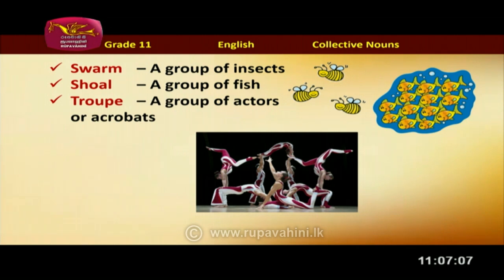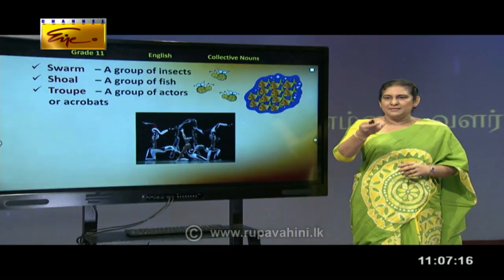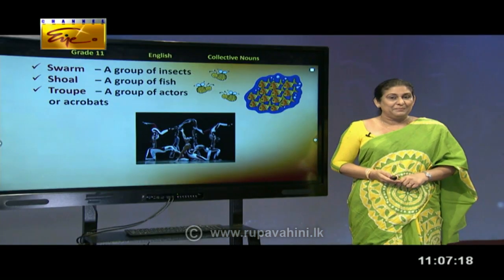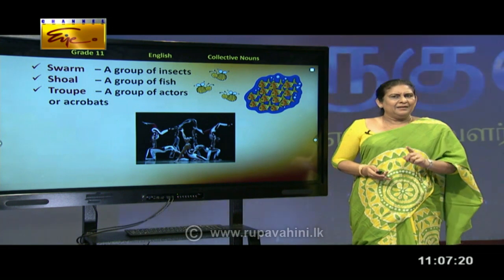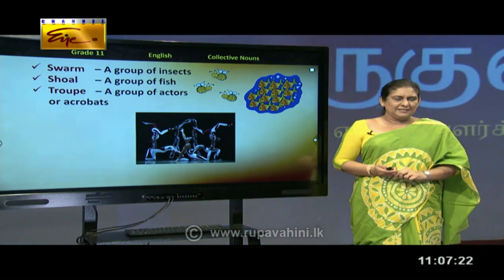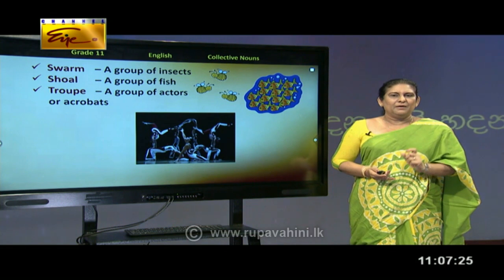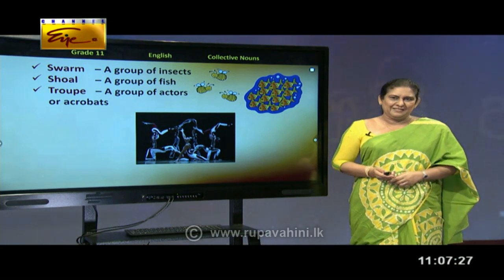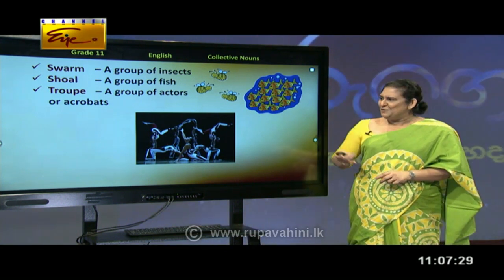A group of actors or acrobats. You can say troop of actors, troop of dancers, and troop of acrobats. The ones who are performing there, you can see the picture. And there is another collective noun with the same word. Of course, the pronunciation is the same, but the spelling is different. Can you think of that word?